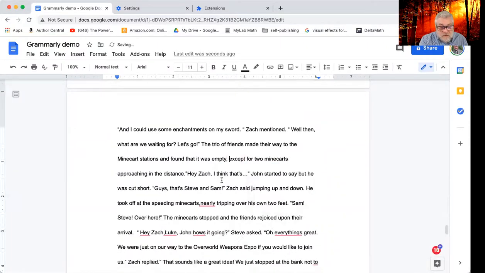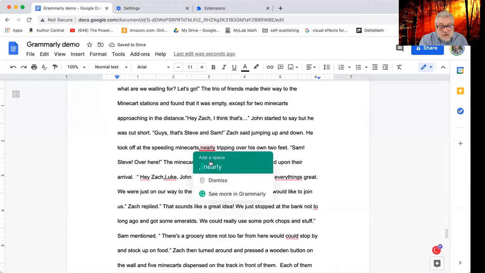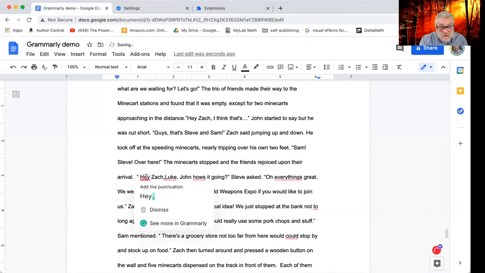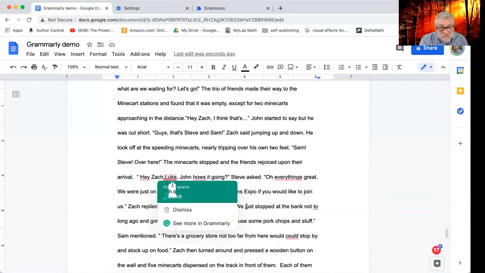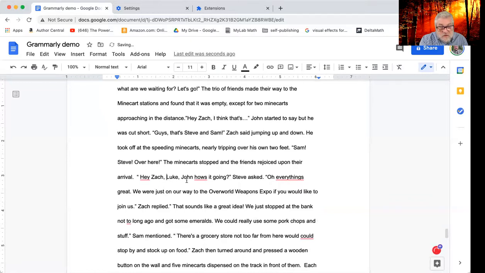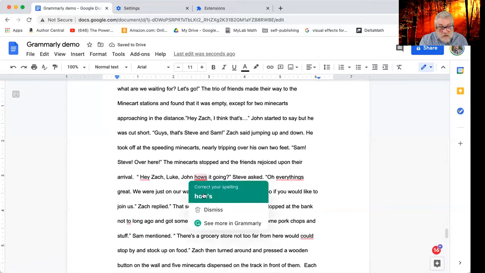Except we need a space. Nearly, we need a space. Hey, comma, Zach. I don't think we want a comma there, right? You want to say, "Hey, Zach." "Hey, Zach," Luke, John, "how is it going?"